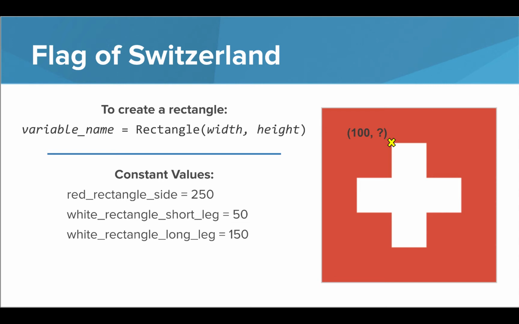Well, we can follow a similar process. The red square is 250 pixels tall, so half of the height is 125 pixels. The white rectangle is 150 pixels tall, so half of the height is 75 pixels. When we subtract 125 minus 75 pixels, we get a y-coordinate value of 50 pixels. So the location of our vertical rectangle is 100, 50. When we follow this process for our horizontal rectangle, we find that we need to set the location to 50, 100. Now we're ready to write our program.